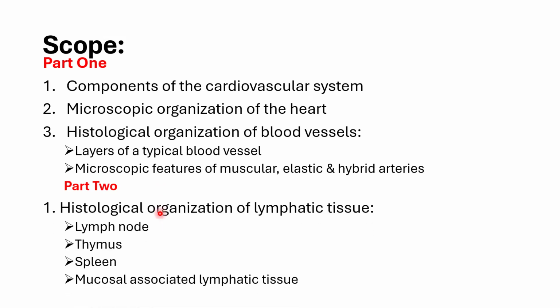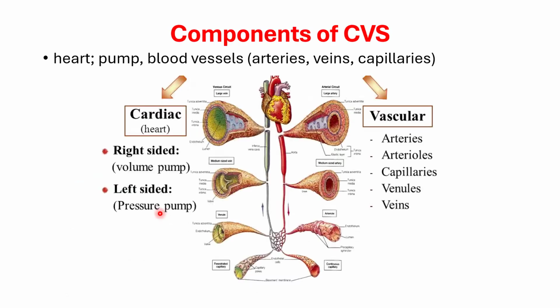Then in part two of our session, we'll discuss the histological organization of the lymphatic tissue. It is a lymph node, thymus, spleen, and some mucosal associated lymphatic tissues, but that one we do on a different day.